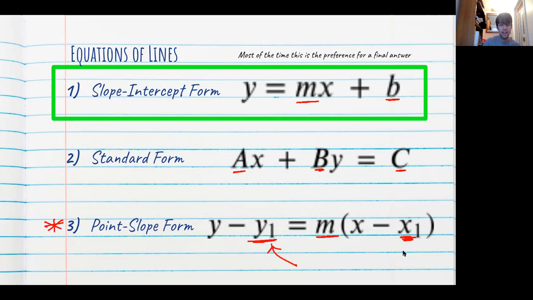So these are just any point that we would want on the line that we're trying to show for this equation. So if we had a point like 2, 3, well then this would be the 2, the x coordinate, and this would be the 3, and then whatever slope we wanted. This is a really useful form of the equation, and we may go through it later in the year, but right now we're going to hold off on that.